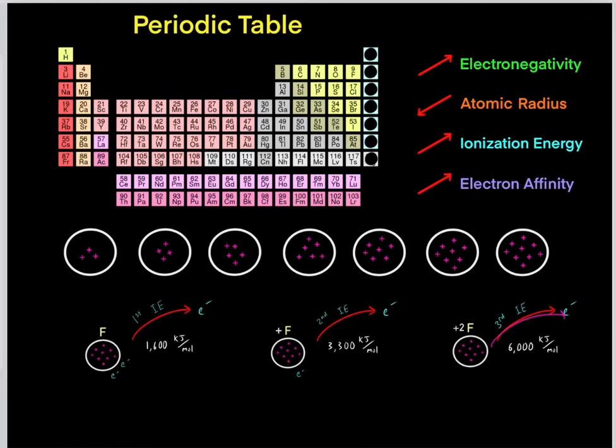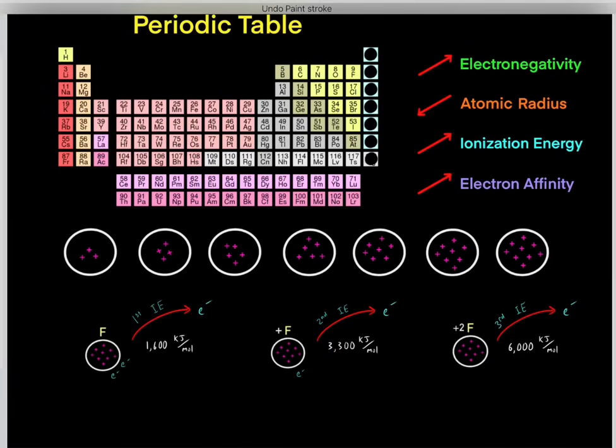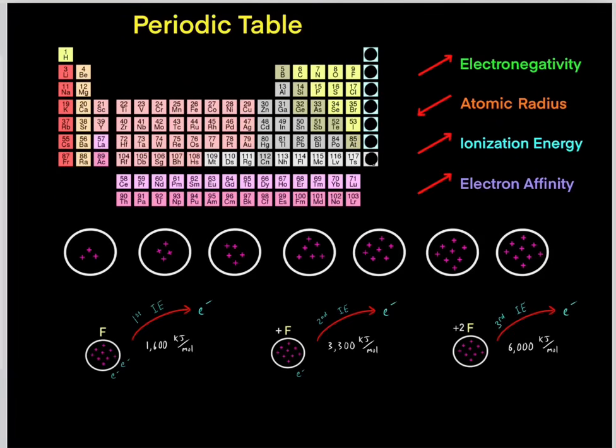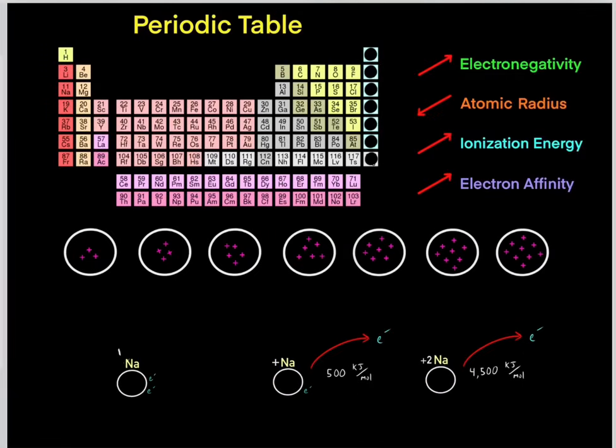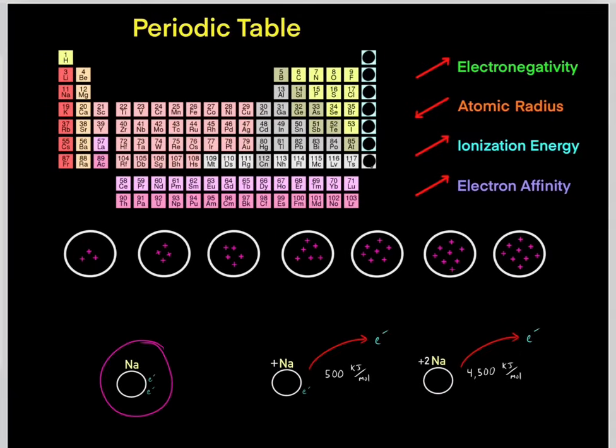So it's going to require even more energy to rip off the third electron. As we rip off electrons, the fluorine gets more positively charged, so therefore it's going to require more energy to rip off subsequent electrons. And this is always true. The second ionization energy will always be higher than the first ionization energy, and the third ionization energy will always be higher than the second ionization energy. So let's try another example.